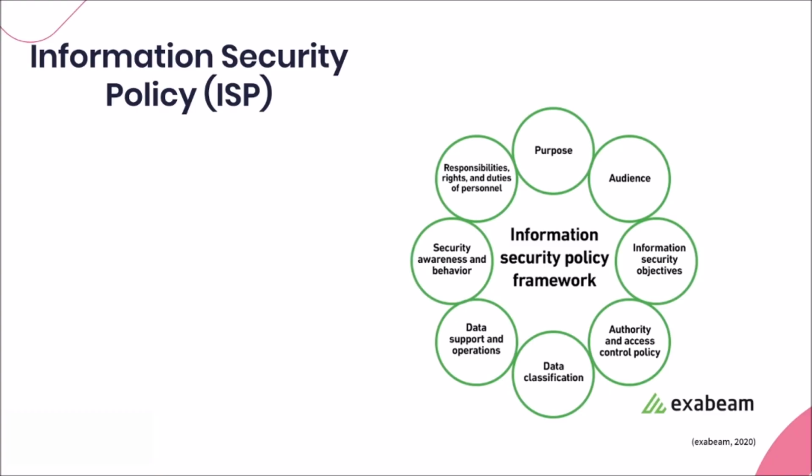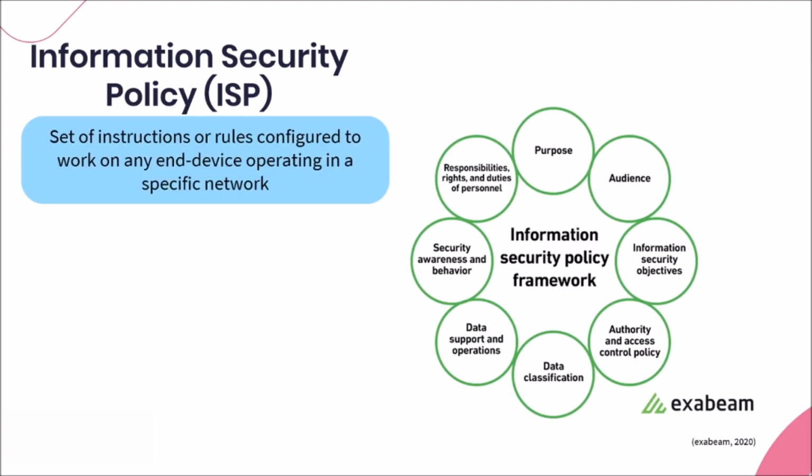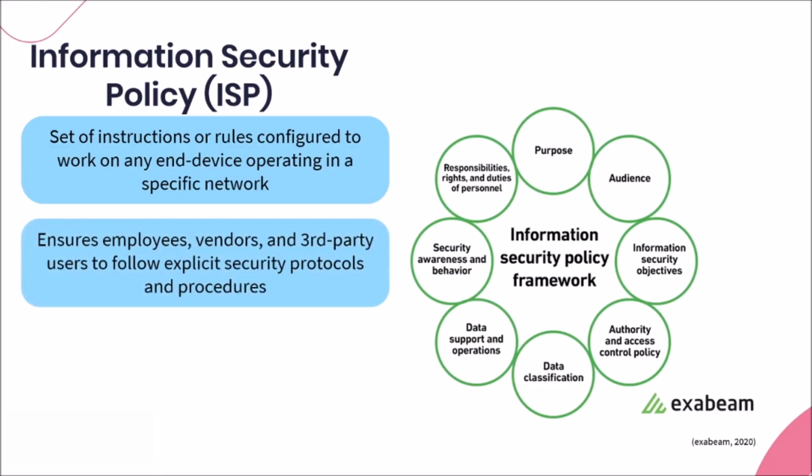Now, before we discuss this policy, don't get confused by the abbreviation ISP. The abbreviation ISP here does not refer to an internet service provider, but rather to an information security policy. The information security policy is basically a set of instructions or rules configured to work on any end device operating in a specific network. Big tech companies adopt the use of information security policies to ensure their employees, vendors, and even third-party users follow explicit security protocols and procedures while they are connected to their network.